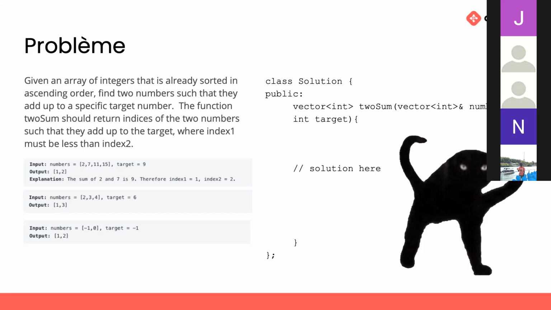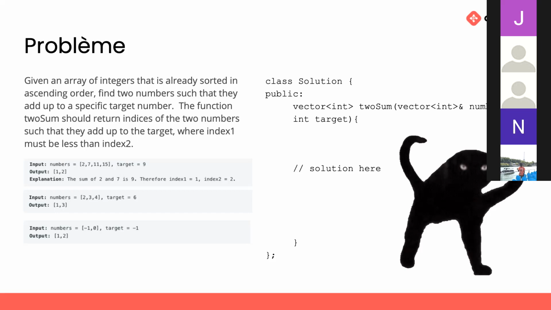Eric asks, are there repeated numbers? The answer is, for now, we can assume no, but that's always something good to think of. We can revisit that later, maybe as a follow-up question as to what would happen if there are repeated numbers.